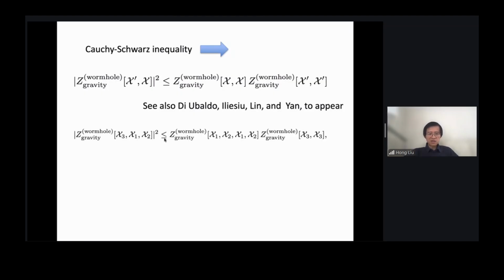But not only do you have this kind of inequality, you actually have an infinite number of them. You can consider states corresponding to products of such partition functions. For example, you can consider the state corresponding to the product of the x1 and x2 partition functions. Then the overlap of the x1, x2 state with x3 should be smaller than the x1, x2 state with itself and x3 with itself. So just by choosing different states and using Cauchy-Schwarz, you can get an infinite tower of inequalities constraining all kinds of wormhole amplitudes. And so this is a very powerful prediction.